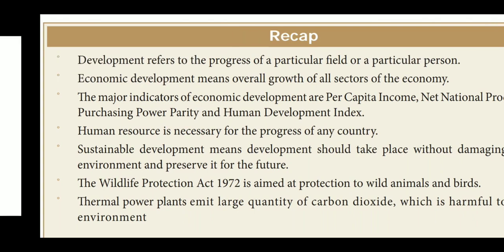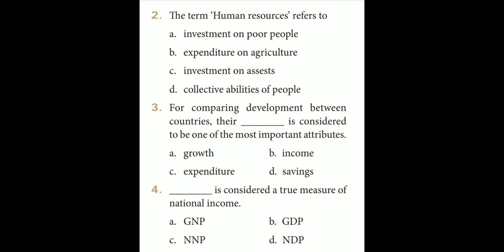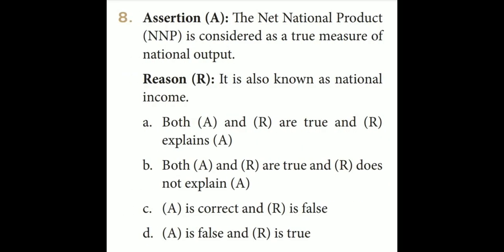Okay, now we can mark the answers. Okay, first, choose the correct answer. First one, A is the correct answer. Okay, second question, D is the correct answer, collective abilities of people. Third one, B, income is the correct answer. Fourth one, C, N and P is the correct answer. Fifth one, A, average. Sixth one, D, India. Seventh one, C, China. Eighth one, A, both A and R are true and R explains A.